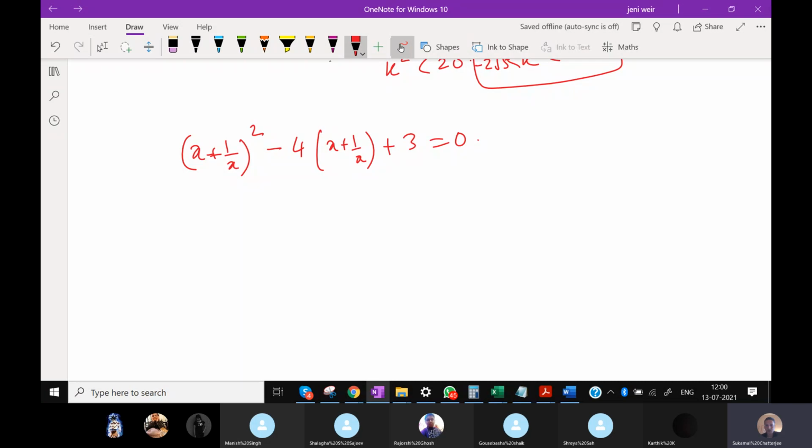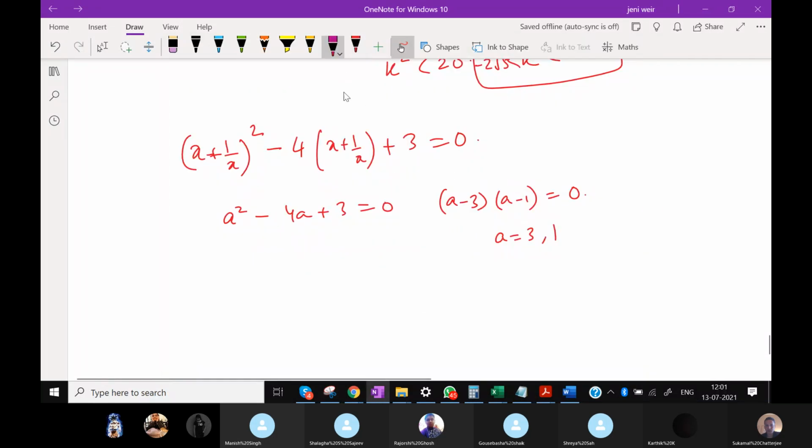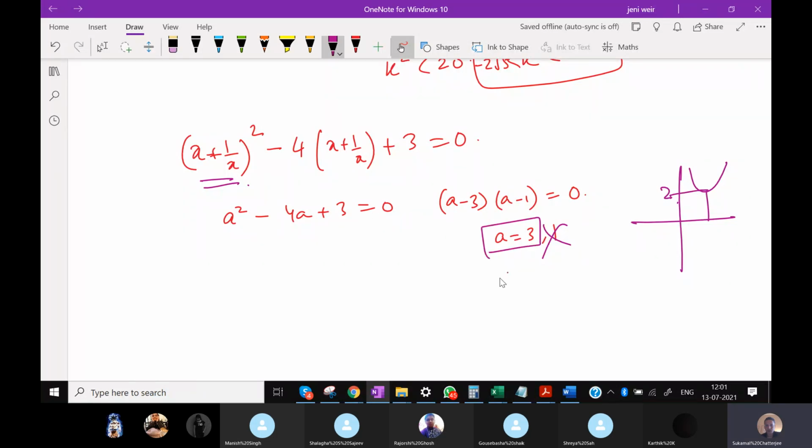So this is of the form a square minus 4a plus 3 equal to 0. That means a minus 3 into a minus 1 equal to 0, or a is equal to 3 or 1. But we know that a is x plus 1 by x here, and the minimum value of x plus 1 by x can be 2. So x plus 1 by x can never be equal to 1. So therefore, there will be only one solution, which is a equal to 3.